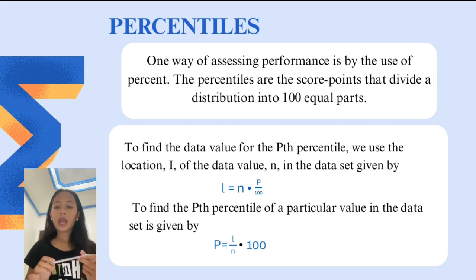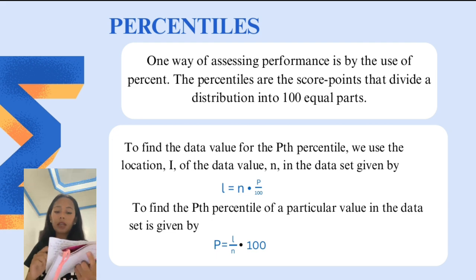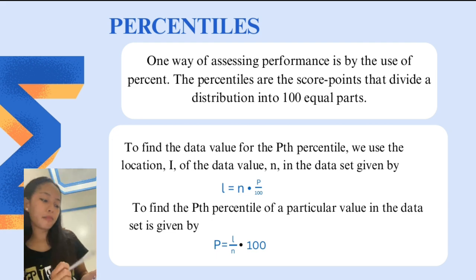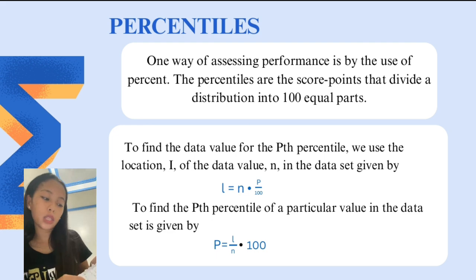So, percentiles divide a dataset into 100 equal parts. The percentile is the value below which a percent of the data falls. The 25th percentile means 25% of the data is below that value. The 50th percentile is the median, the middle value. The 75th percentile means 75% of the data is below that value.